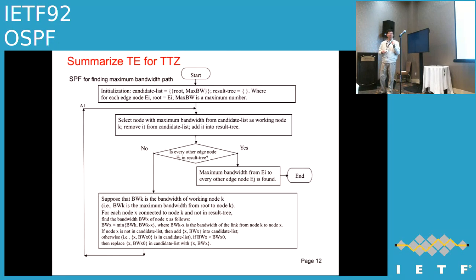So this is the algorithm to figure out the maximum bandwidth among the edge routers. So basically, this is just SPF. Find the maximum path from edge to edge. So we just change the existing SPF to find the maximum bandwidth path, and that's all among the edge to edges. So next page.